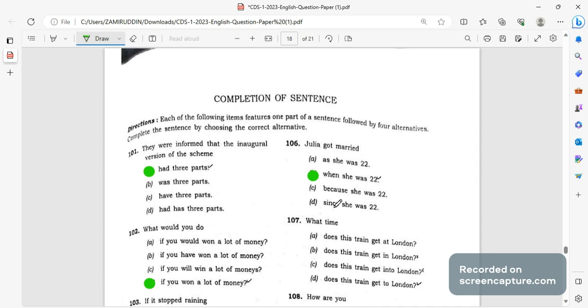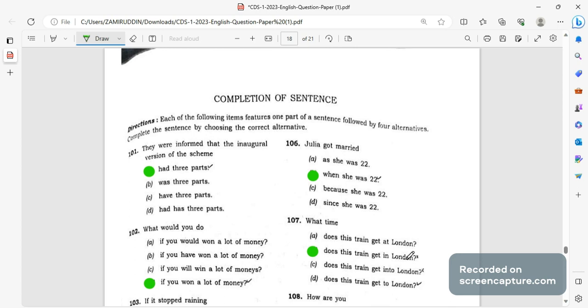What time does this train get in London? So what time does this train get in London? At London will not work; it is into London, to London. What time does the train get in London? In.